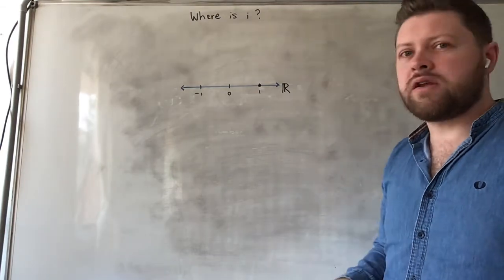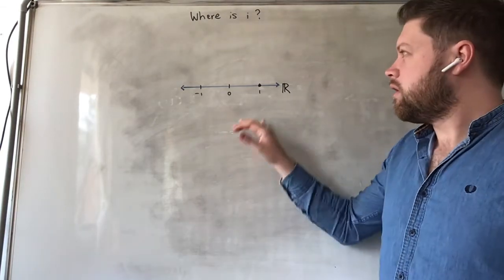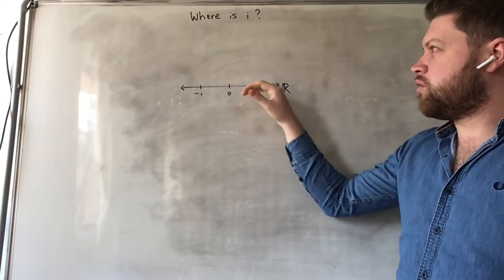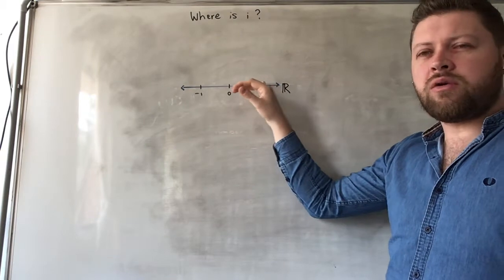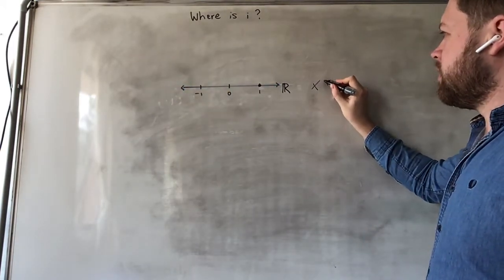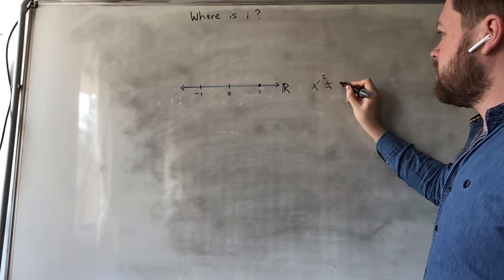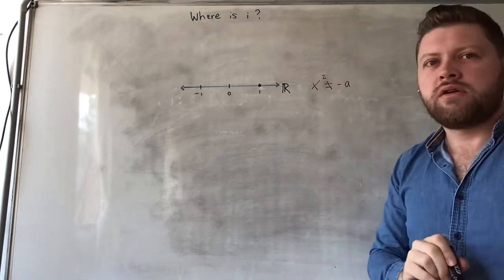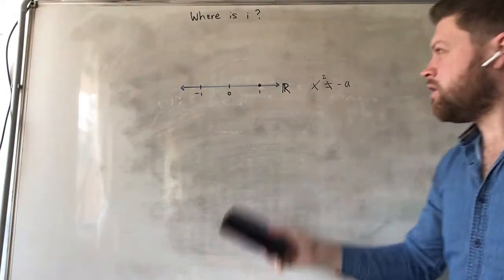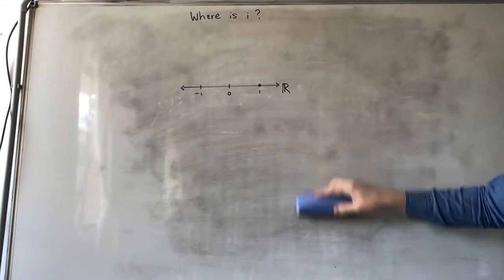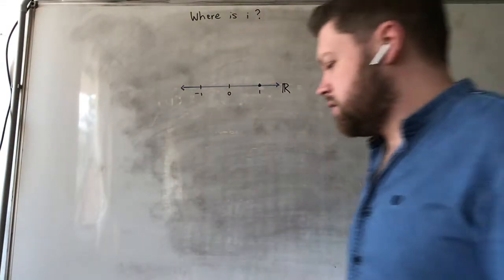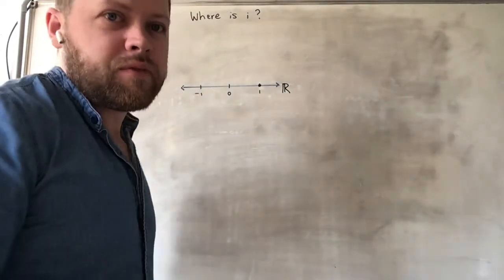Well, we can think about it in these terms. i cannot be on this one-dimensional real number line. It cannot be located on this line for the reason that no real number squared is equal to a negative number. That is not a property of the real numbers. So it cannot be on this line. So where is it? We can approach this question in the following way.